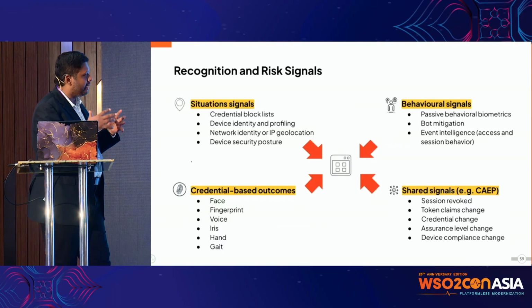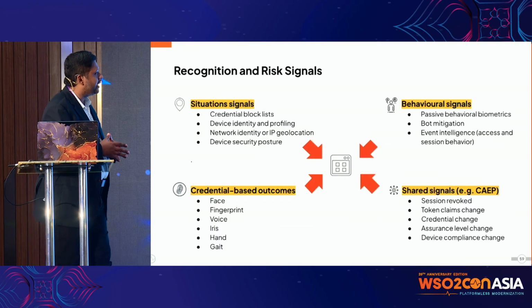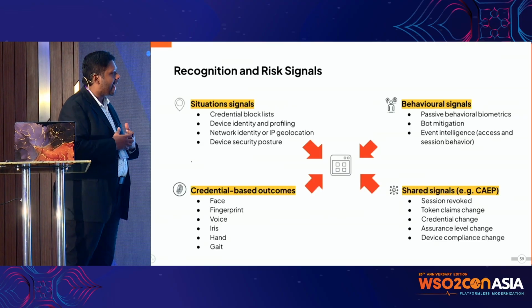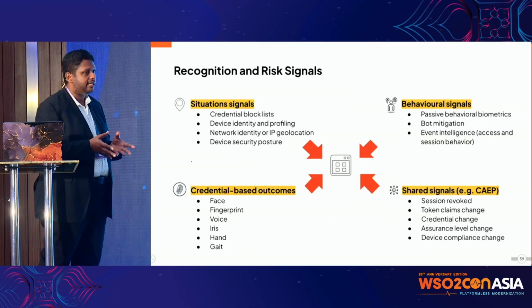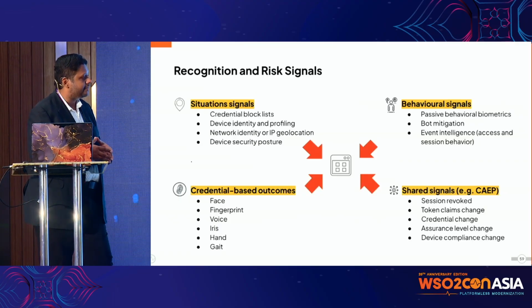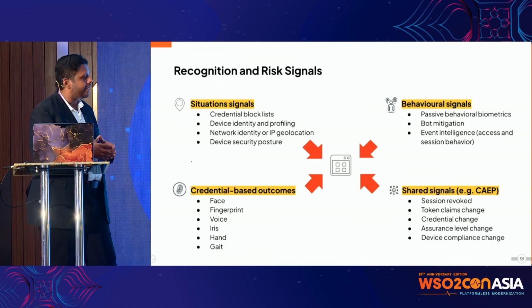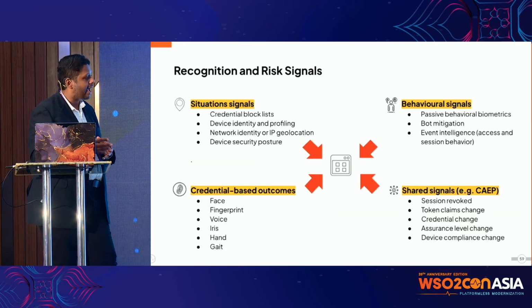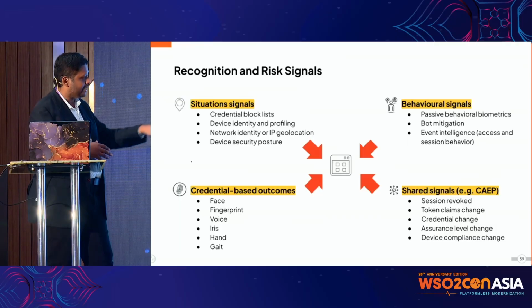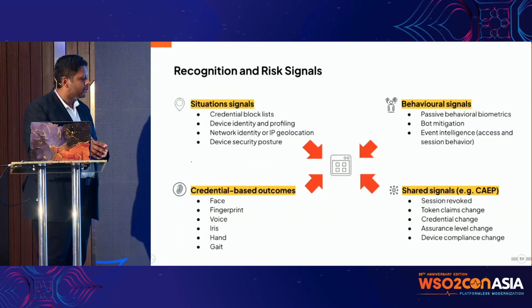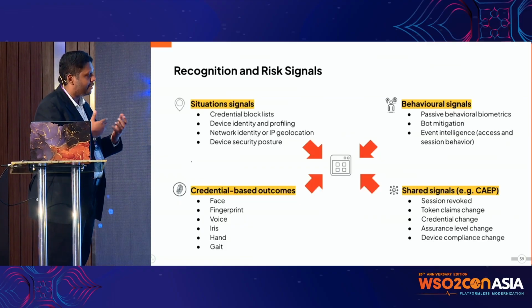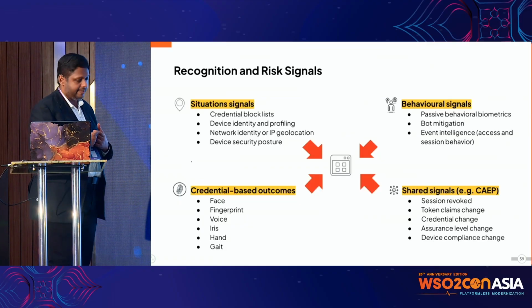In order to facilitate this continuous authentication, we need a lot of signals from various sources. And shared signals is a standard that is coming up in the shared signals working group under OpenID, which is called CAPE, Continuous Access Evaluation Profile. They define different kinds of events that applications and identity providers can react to, right? So this is a standard, which means these identity providers and applications need to be able to receive and send events between themselves.